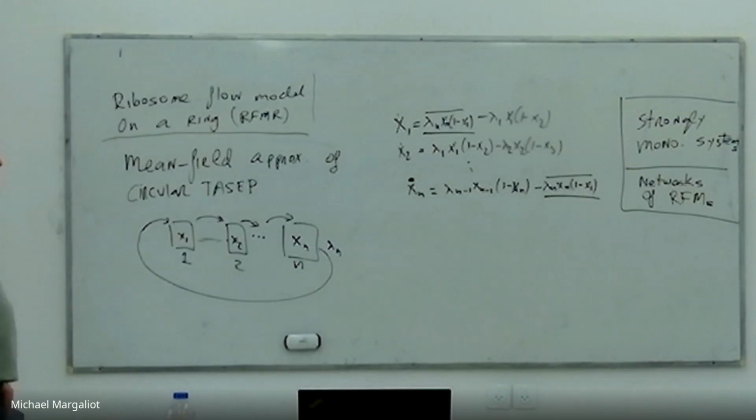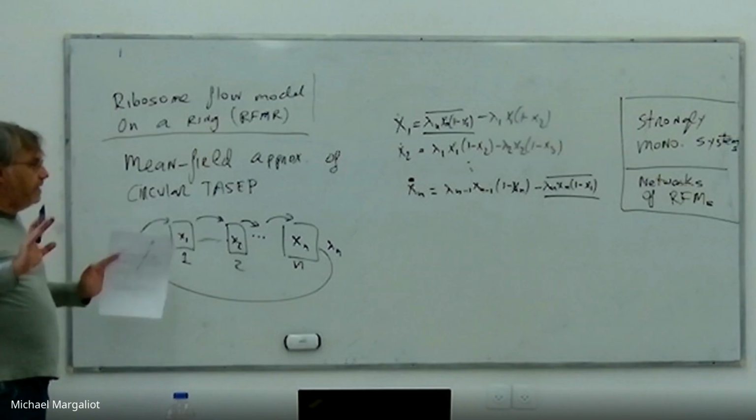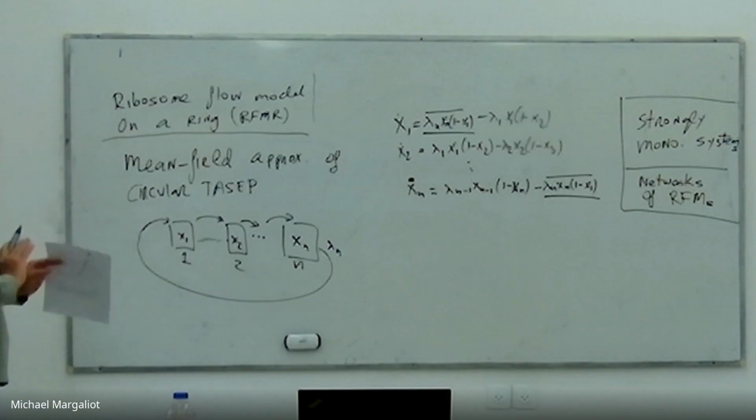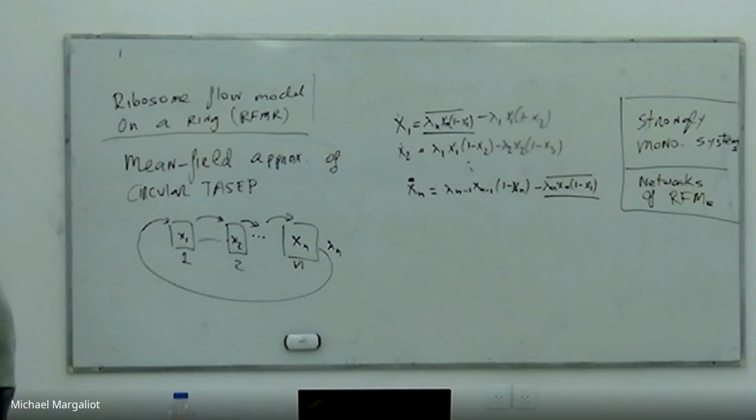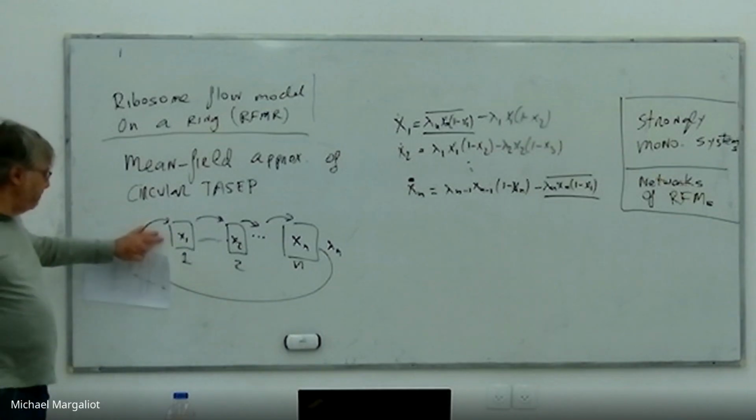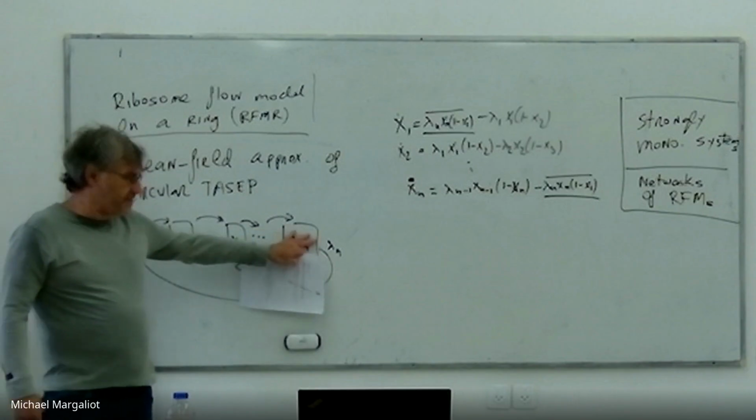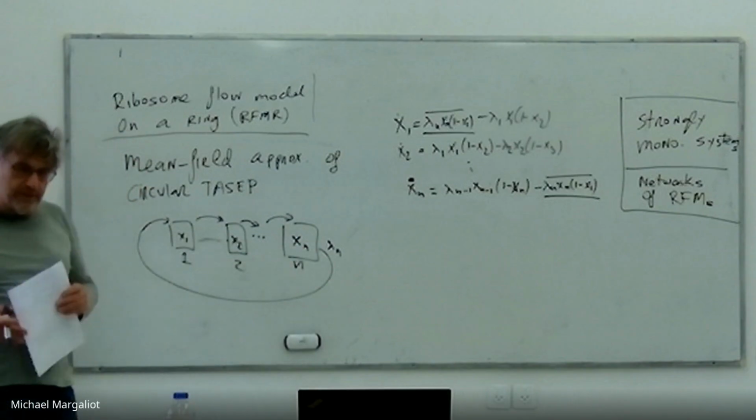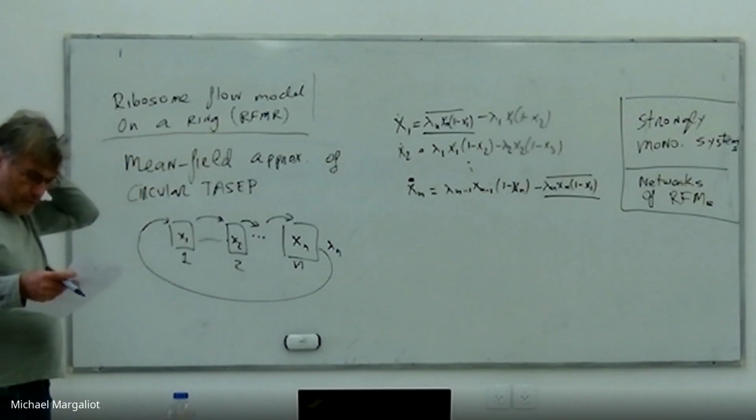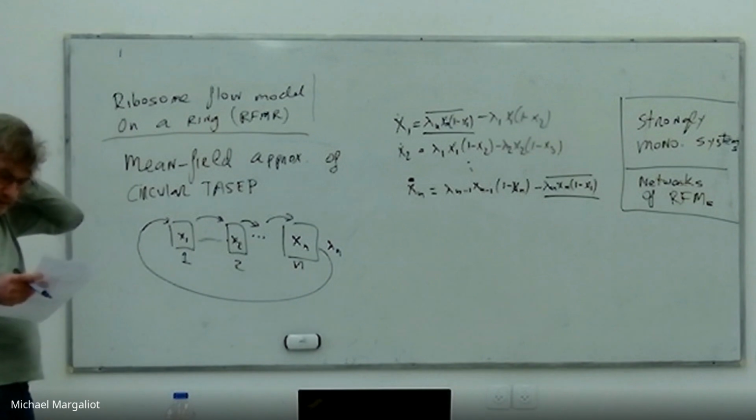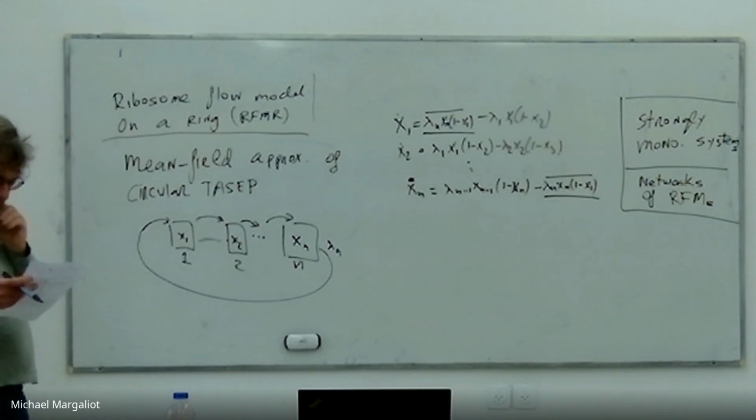In some sense, this model is more elegant than the RFM in the sense that all the equations here look exactly the same. In the RFM, the equation for the first site and the equation for the last site are a little different from all the other equations. Here, because we have this circular symmetry, all the equations are completely identical. They have the same structure.